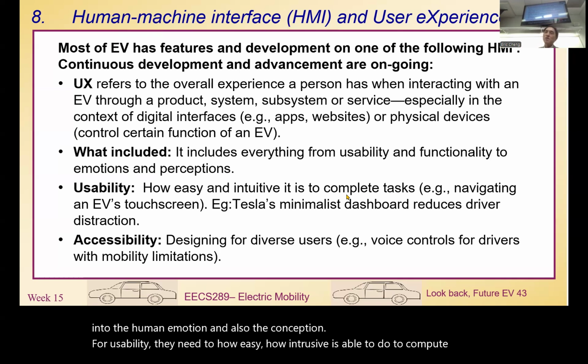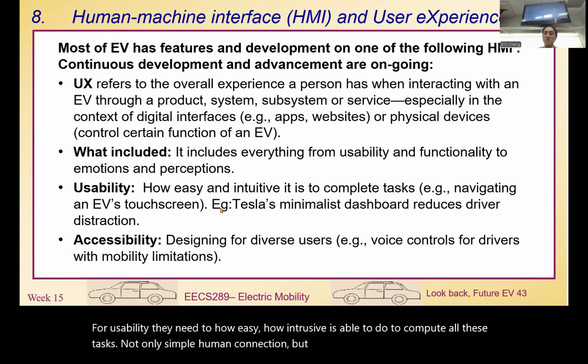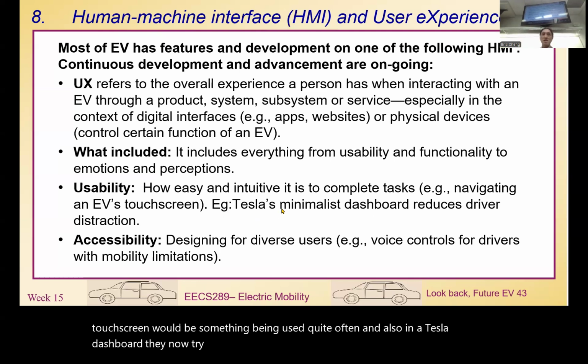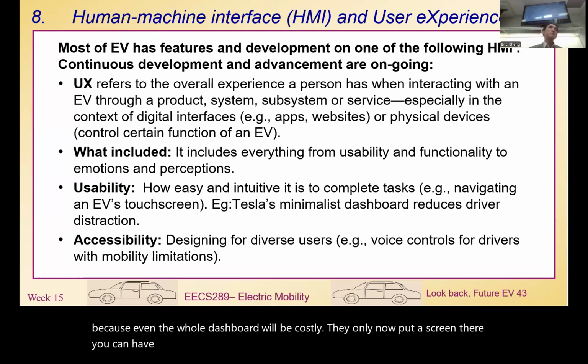It's not only a simple human connection, but we also need to provide, for example, a touchscreen, which is used quite often. Also in the Tesla vehicle, they now don't have a traditional dashboard, because a whole dashboard would be costly. They only put a screen there. You can have a touchscreen to control everything. That will be much cheaper.